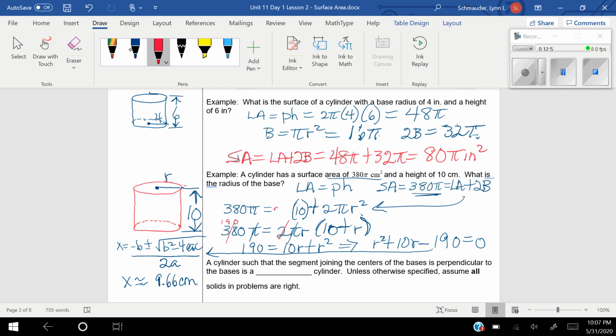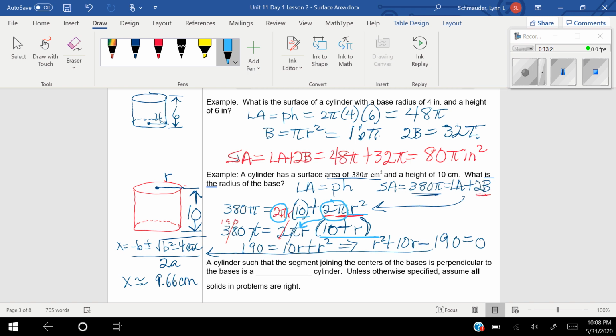I'm having a lot of problems with this pen. I apologize. So there's the perimeter, 2 pi r, and the height is 10. All right, and then 2b is 2 times pi r squared. Okay, so what I did then is I factored. So if you look, I've got a 2 pi in this term, a 2 pi in this term. So I factored those out, and then that left me with the 10 plus the r.